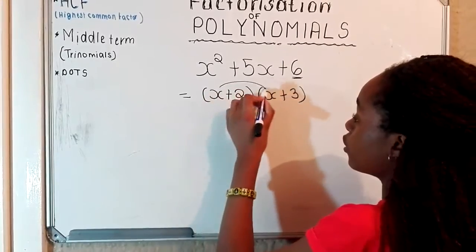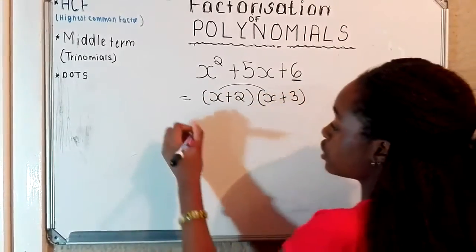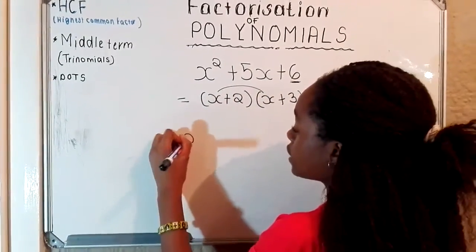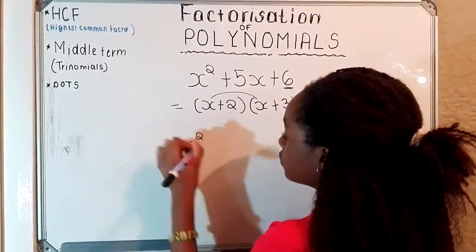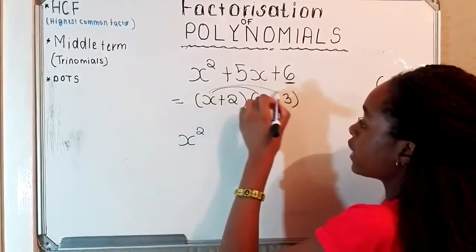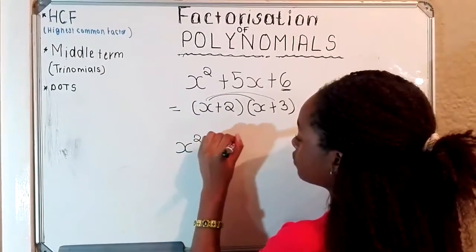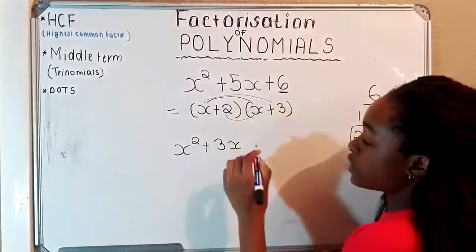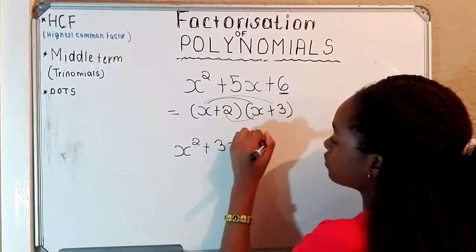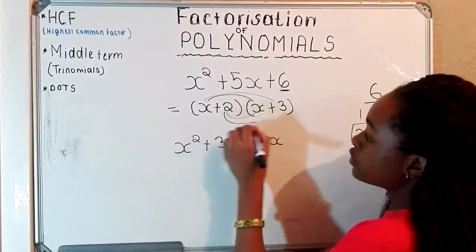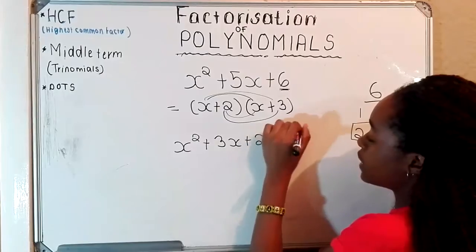So this and this will go. So we have x times x, which is going to give you an answer of x squared, okay? And then x times 3, which is going to give you plus 3x. 2 times x is going to give you plus 2x. 2 times 3 is going to give you an answer of plus 6.